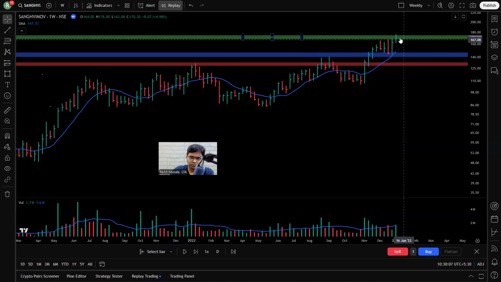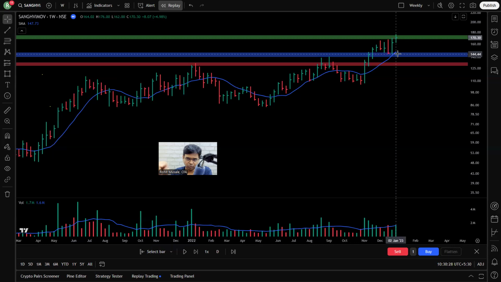Here you might want to take partial profits. So out of 100, you might want to sell maybe 50 shares, and the remaining 50 you would keep with you as long as the stock remains above the 10-week simple moving average. If the stock closes below the 10-week simple moving average on high volume, then it makes sense to exit the position entirely.